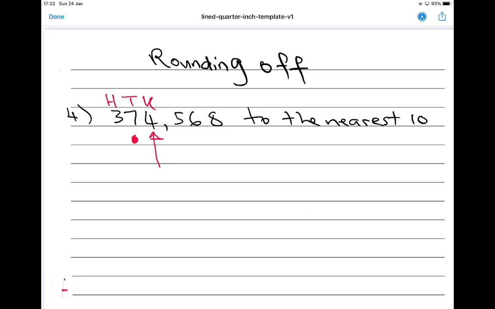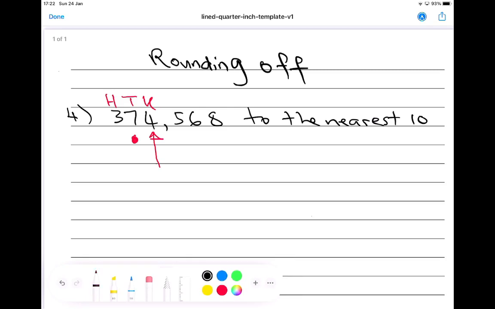So if that unit digit is smaller than 5, we replace it with 0 and we keep the 7 as it is. But if the unit digit is 5, equal to 5 or greater than 5, then yes, we replace it with a 0, but we add a 1 to the tens digit. So if you look at this one, our unit digit is a 4. It is smaller than 5. So we will replace it with a 0, but we are not going to change the 7. So the 7 stays the same.